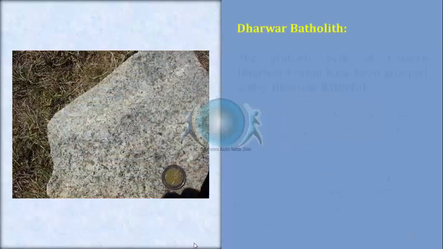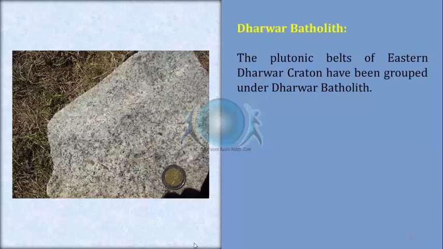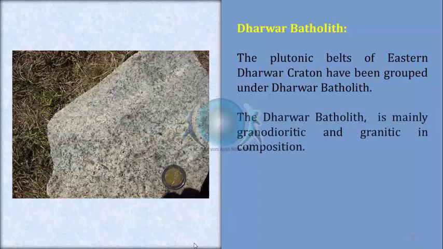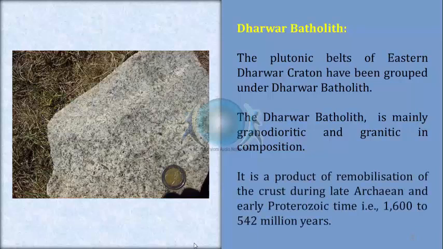Dharwar Batholith. The plutonic belts of eastern Dharwar Craton have been grouped under Dharwar Batholith. The Dharwar Batholith is mainly granodioritic and granitic in composition. It is a product of remobilization of the crust during the late Archean and early Proterozoic time, that is 1600 to around 542 million years old.